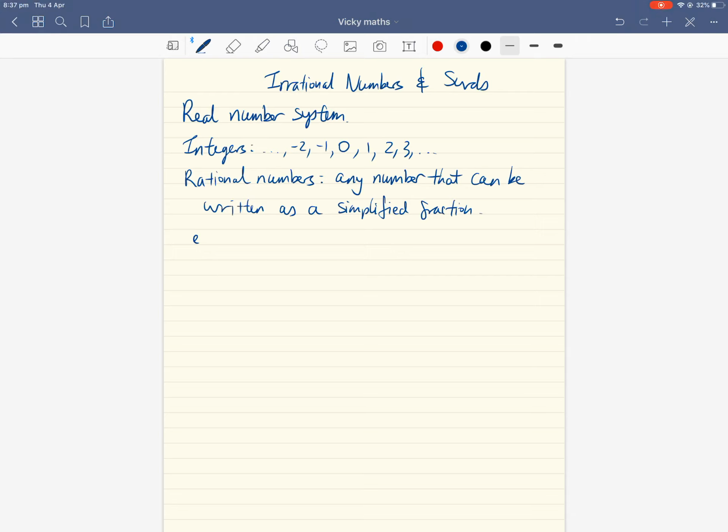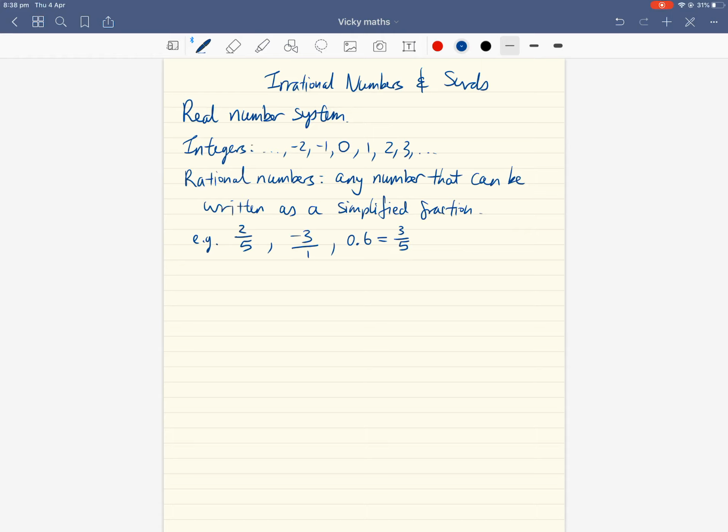So, for example, 2/5, it's a fraction. It's simplified. It is a rational number. A whole number, -3, it's a whole number, but technically it can be written as a fraction if you just put it over 1. So -3 is a rational number. For example, even decimals, 0.6, that is a rational number because we can write it as 3/5.